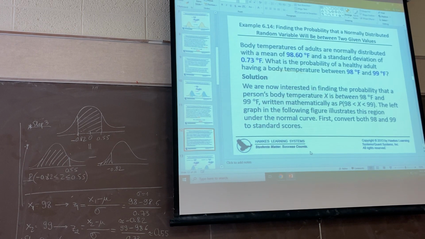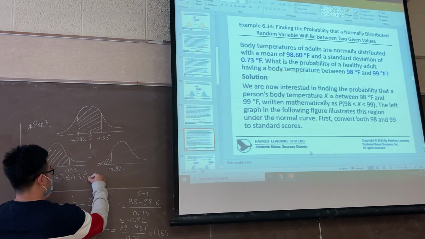Can you see my writing? Okay, hope you can see. If you sit far away, maybe you cannot see.